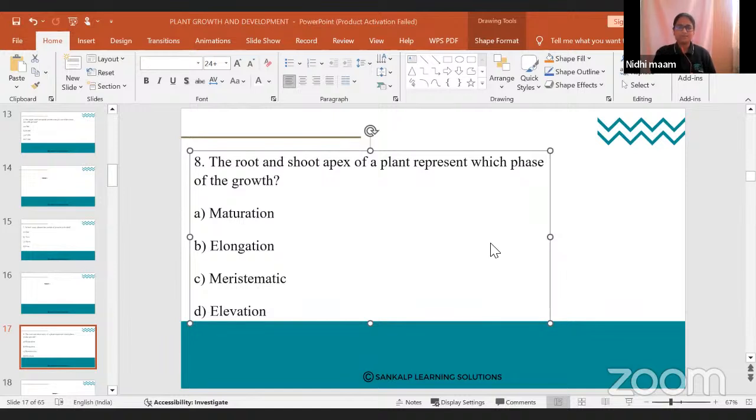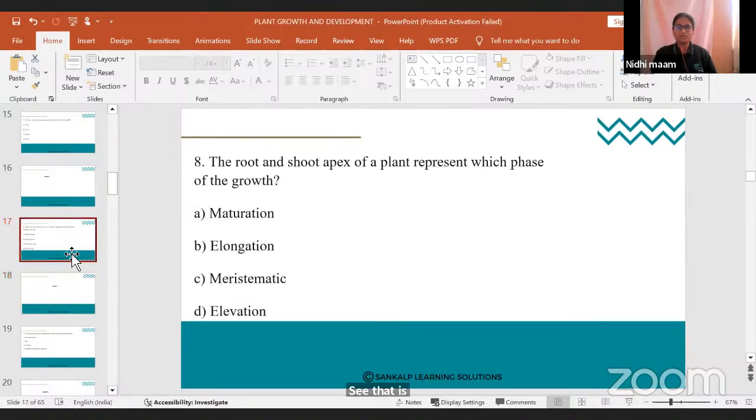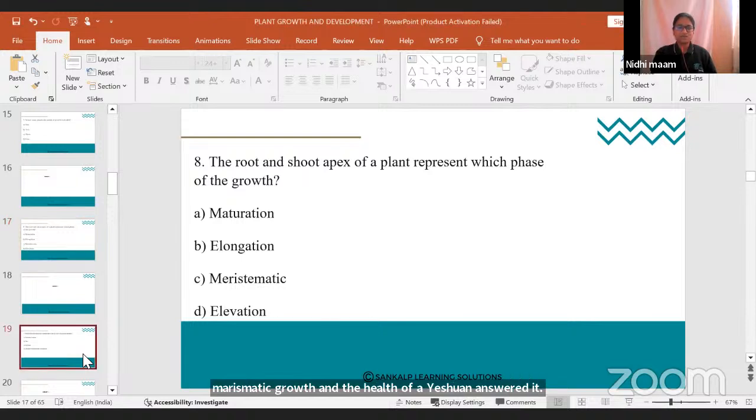Good. Shweta, Bhavna. Yes, YouTube students. Navyashri, Siddhan Gowda. Fine. So the correct answer for this question is answer C, that is meristematic growth. Yashwant answered it. Fine.